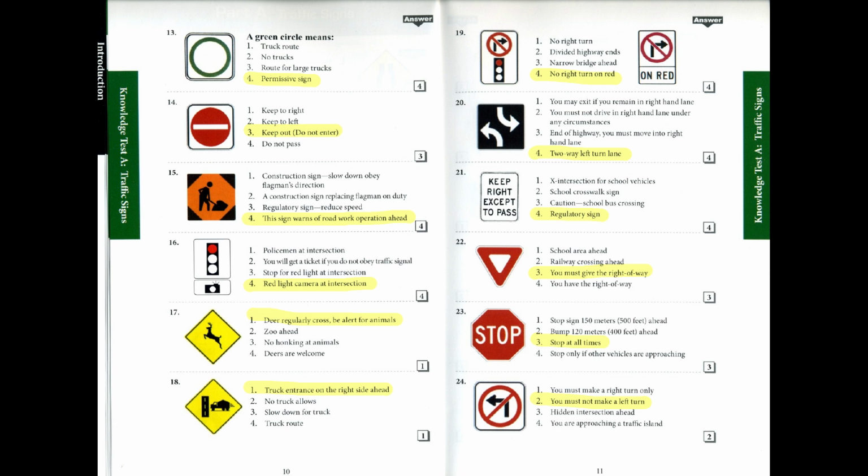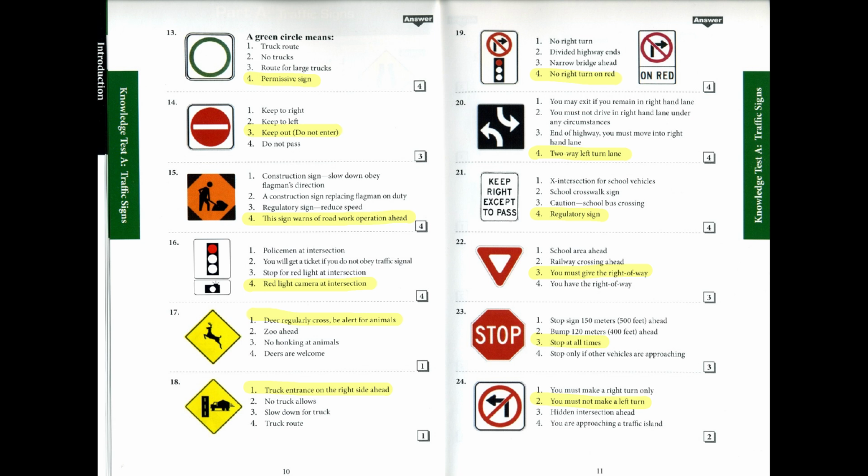Number 16. Red light camera at intersection. Number 17. Deer regularly cross, be alert for animals. Number 18. Truck entrance on the right side ahead. Number 19. No right turn on red. Number 20. Two-way left turn lane. Number 21. Keep right except to pass. This sign is a regulatory sign. Number 22. Yield. You must give the right of way.